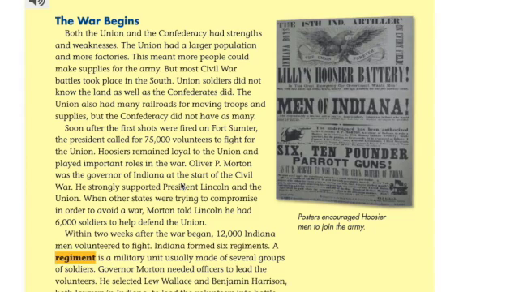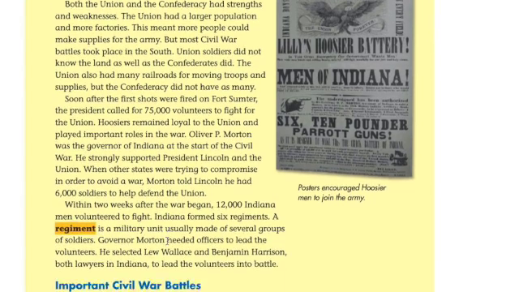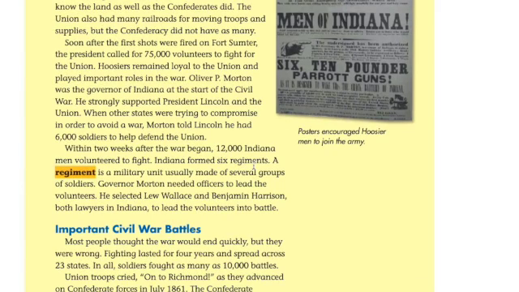Soon after the first shots were fired on Fort Sumter, the president called for 75,000 volunteers to fight for the Union. Hoosiers remained loyal to the Union and played important roles in the war. Oliver P. Morton was the governor of Indiana at the start of the Civil War. He strongly supported President Lincoln and the Union. When other states were trying to compromise in order to avoid a war, Morton told Lincoln he had 6,000 soldiers to help defend the Union. Within 2 weeks after the war began, 12,000 Indiana men volunteered to fight.